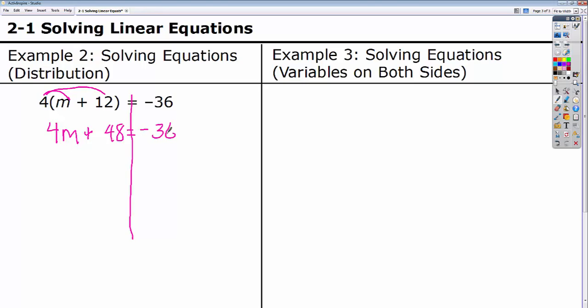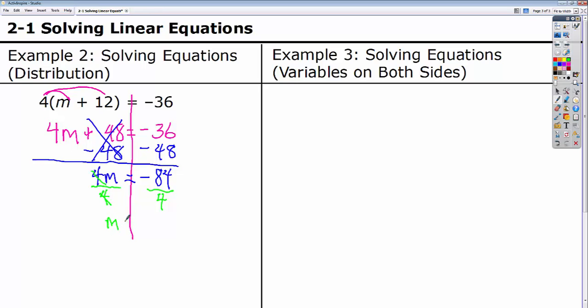Equals negative 36. Now it looks pretty much like our last problem, just we don't have decimals in there, so we're just going to subtract 48. Cancels that here, leaves us with 4m equals. Alright, now we're doing a negative minus a number, or a negative plus a negative. So we're just really adding these together, and they're just going to be a negative number. So that's going to be, looks like, negative 84. Then we have a number multiplied by our variable, so we divide to get rid of it. Divide by 4. And those cancel out, leaving us with m equals 84 divided by 4 is negative 21.